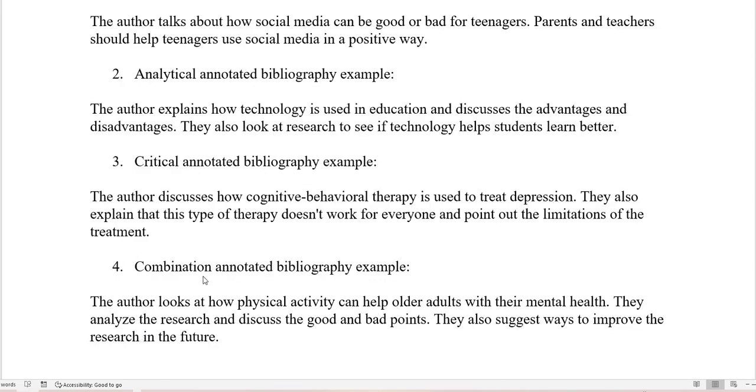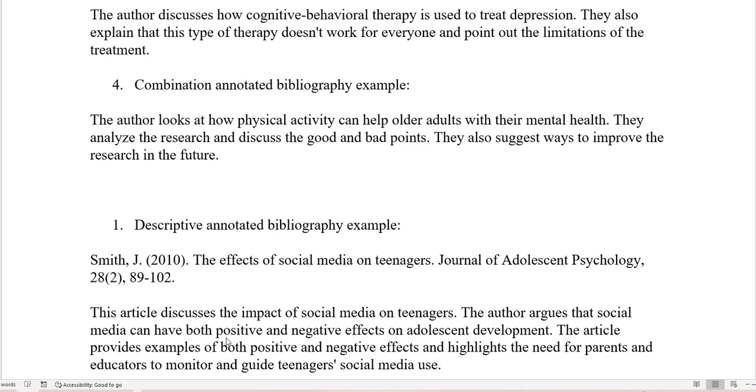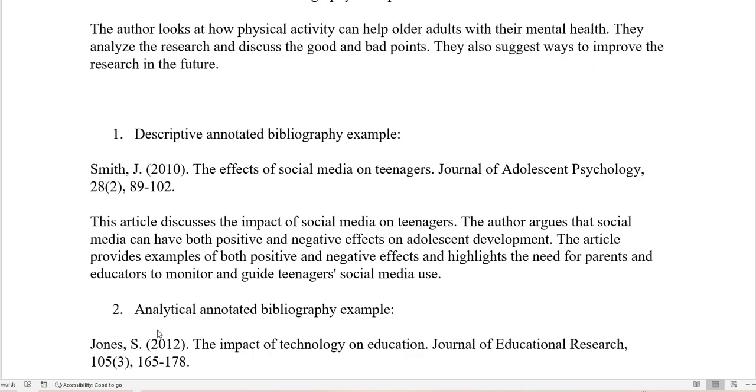And then sometimes you combine the two. You combine all of these different styles together, and that's known as a combination annotated bibliography example. The author looks at how physical activity can help older adults with their mental health. They analyze the research and discuss the good and bad points. They also suggest ways to improve the research in the future. And then this is how your annotated bibliography will look.